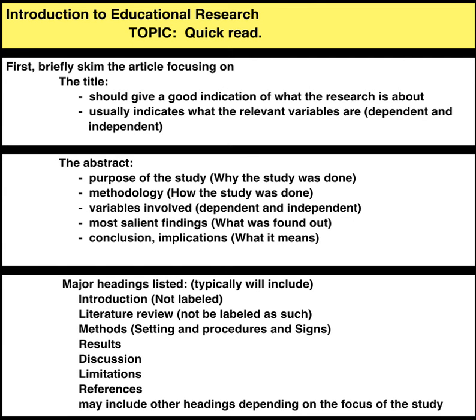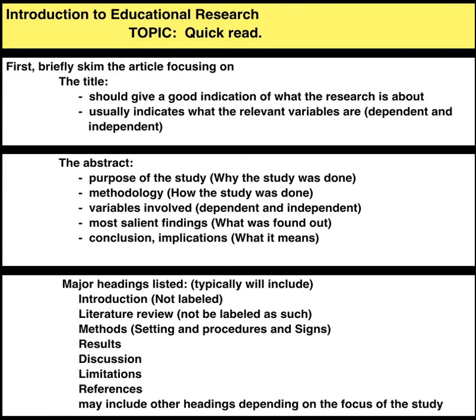Next, typically, there is a literature review. And you'll notice that in our article, we do not have a literature review. The literature review is included in the introduction. Then another typical section would be the methods section, describing the methods of how the research was conducted. And in our case, the methods section is divided into 2 separate areas, setting and procedures and signs. Then generally there's a results section, which we have, and a discussion section, and one that might be labeled limitations or conclusions, and then there's references.